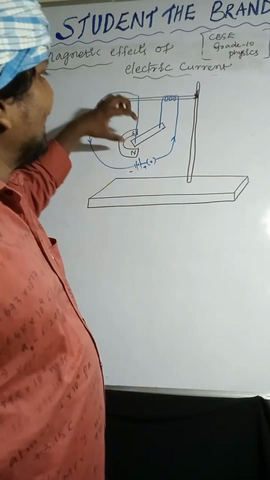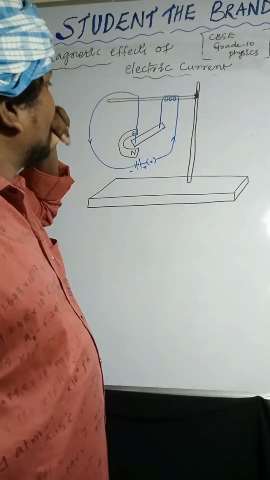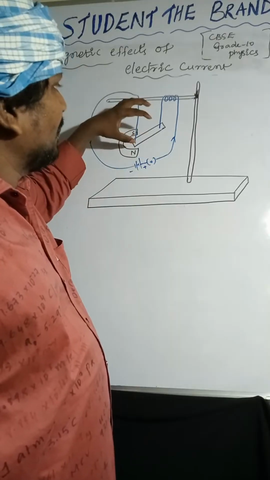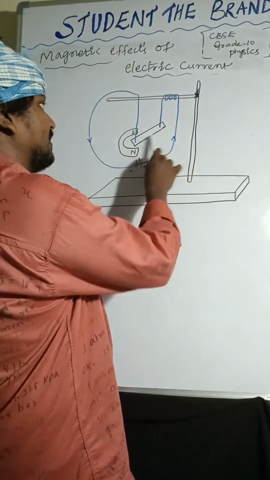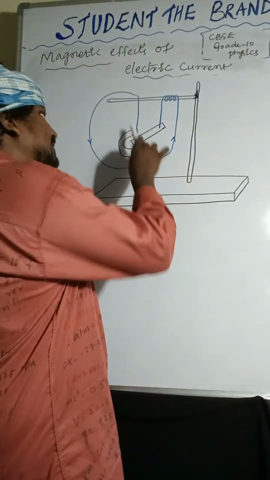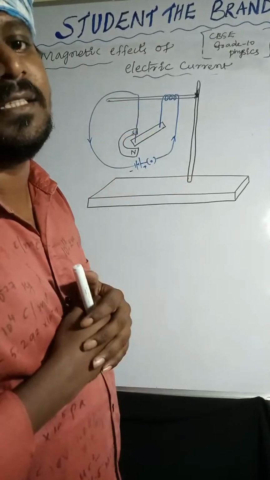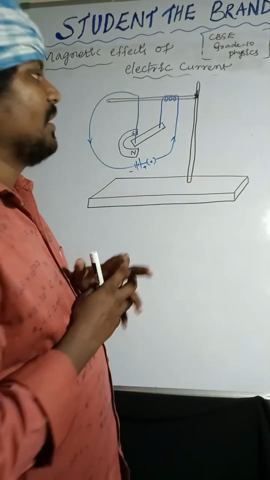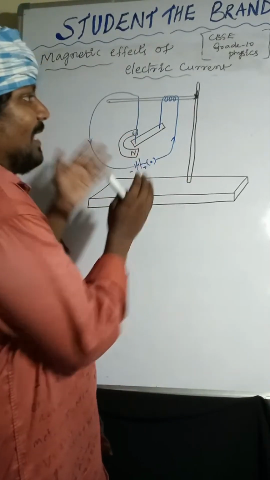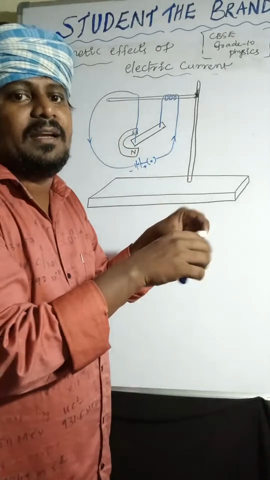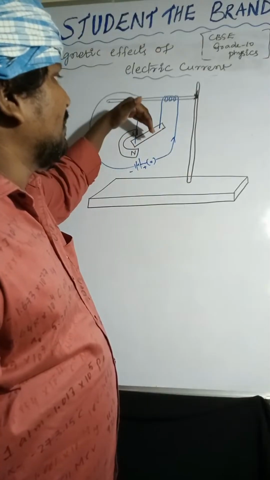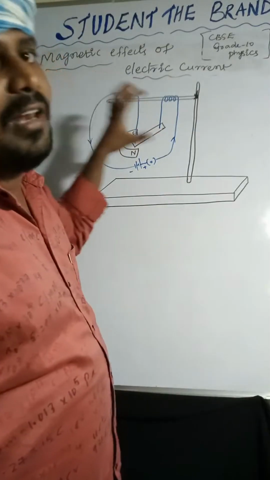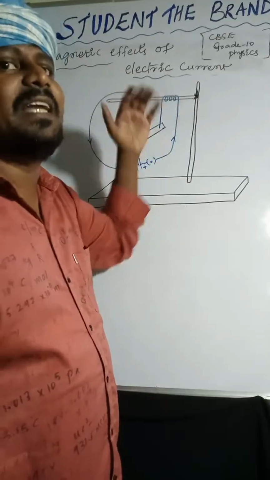A current carrying conductor placed in the external magnetic field acts as a magnet. So if you place one magnet near another magnet, definitely a force will act on this conductor, and the conductor will move. In which direction will it move?